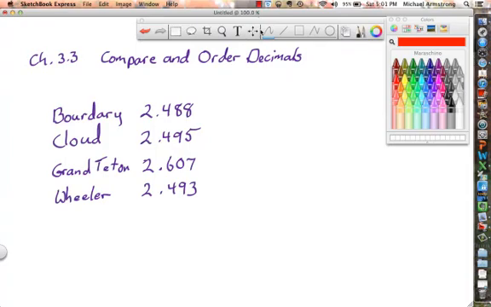Okay, here we are, lesson 3.3, compare and order decimals. Okay, so we have to compare them, we have to put them in order, and we're talking about decimals here, so we have to remember that we've got place value. This is the ones place, right here to the left of the decimal.